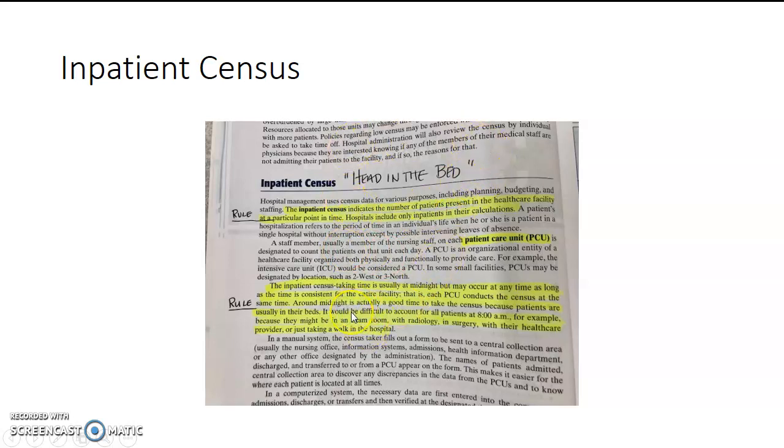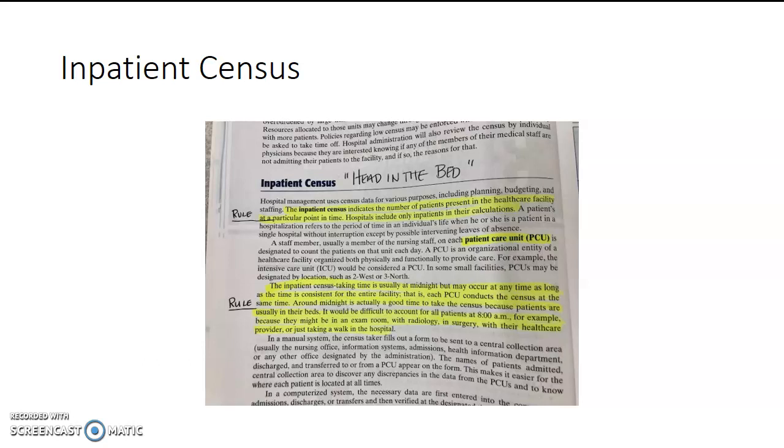The third paragraph goes into your next rule, which is the inpatient census taking time is usually at midnight, but may occur at any time as long as the time is consistent for the entire facility. That is, each PCU conducts a census at the same time. All right, so that first sentence is very important. So if I were to ask you on a test or a quiz, when is the inpatient census taking time in a facility? The answer is not midnight. The answer is it's taken consistently throughout the facility at a designated time.